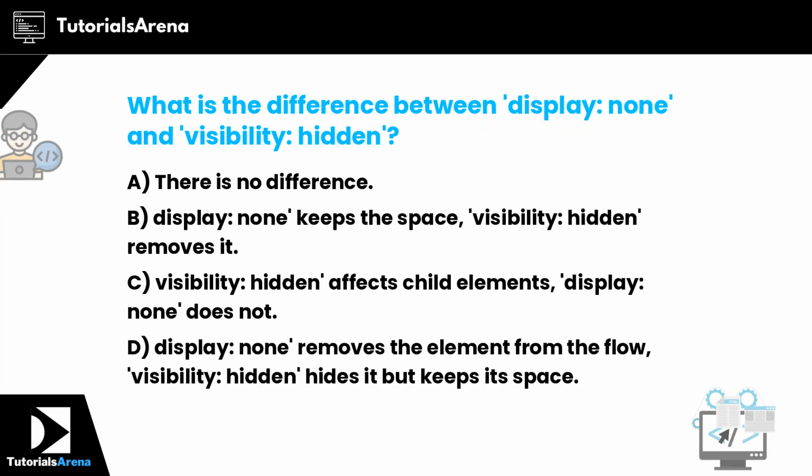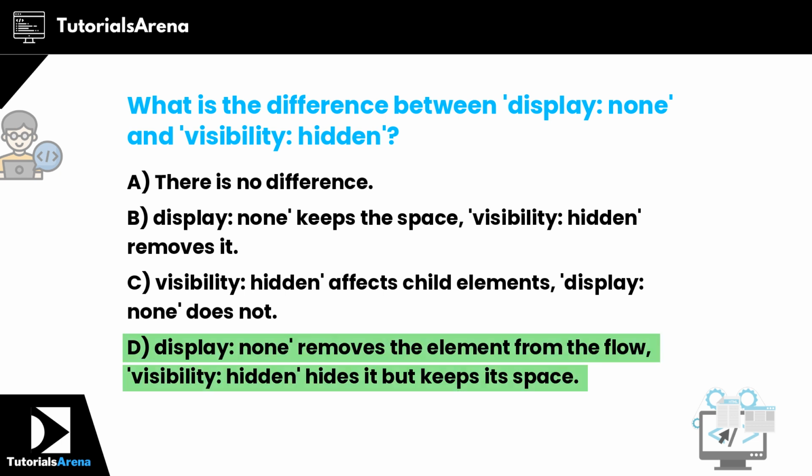What is the difference between display: none and visibility: hidden? The correct answer is option D, display: none removes the element from the flow, visibility: hidden hides it but keeps its space.